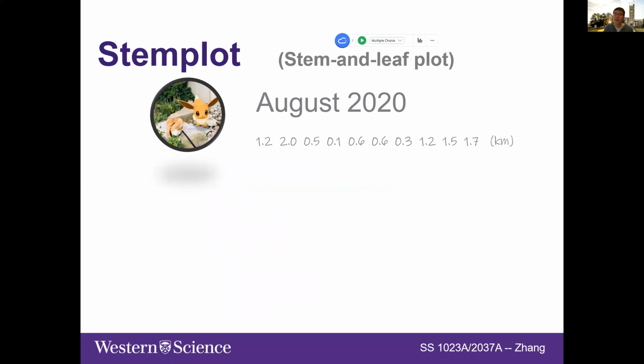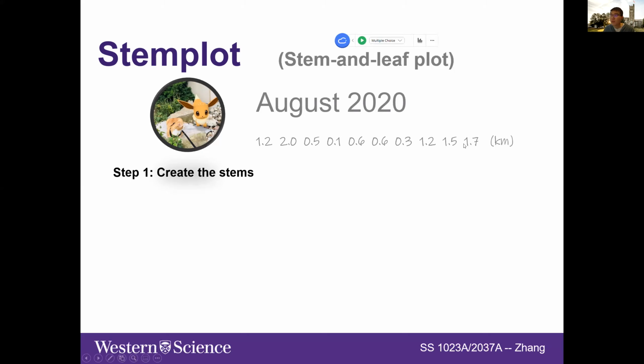For the stem plot, there's another name, which is the stem and leaf plot, which gives us the complete idea about what this plot is doing. So we're going to use the example of the cat data, where we're focusing on the walking distance in August 2020. To summarize this data into a graph, for the stem plot, the first step we need to consider is to create the stem, which means we want to first abstract the common information.